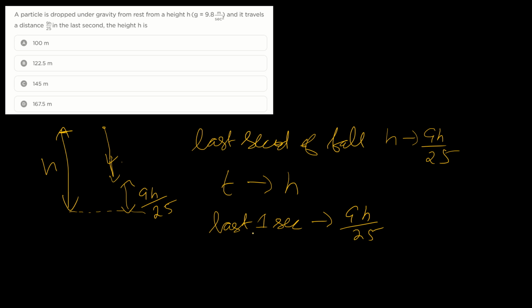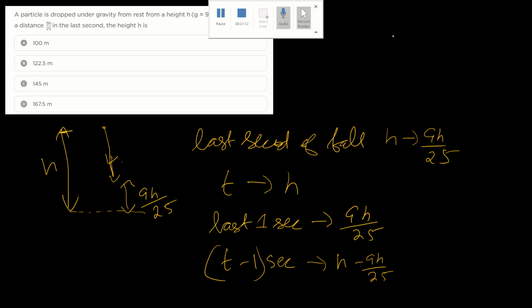So we need to find t minus 1 second. T minus 1 second means the total t seconds minus 1 second. T minus 1 second is the time taken for free fall. For t minus 1 second, the corresponding height will be h minus 9h by 25.